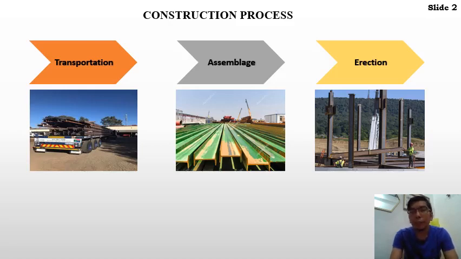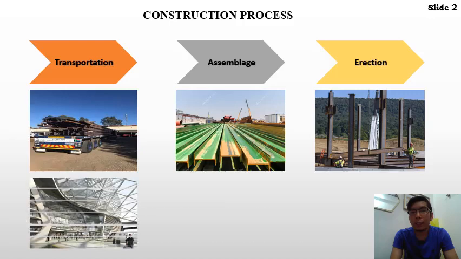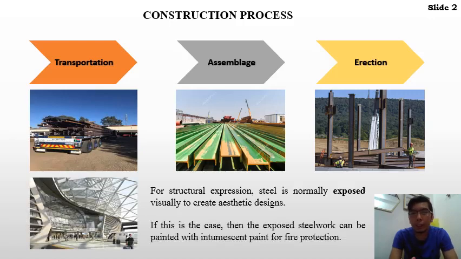So in other things, normally you can see that the steel frame is being exposed, meaning that you can see the steel framing system. Basically, the main objective that you expose the steel framing is for architectural or aesthetic value. Untuk nampak cantik dan sebagainya.